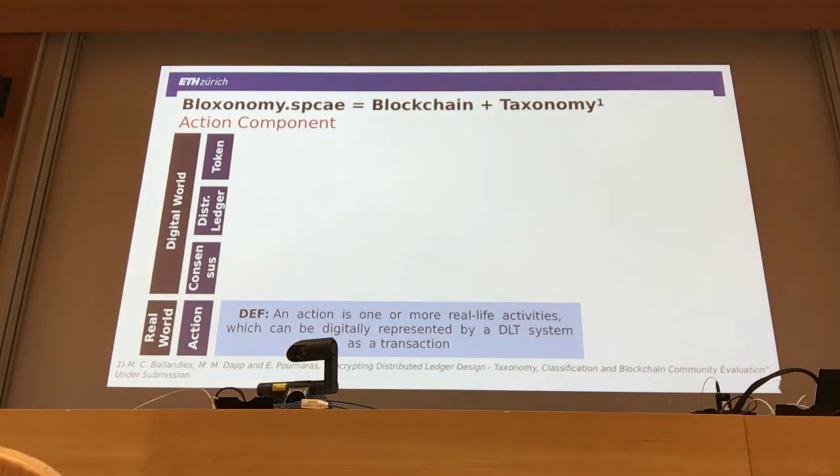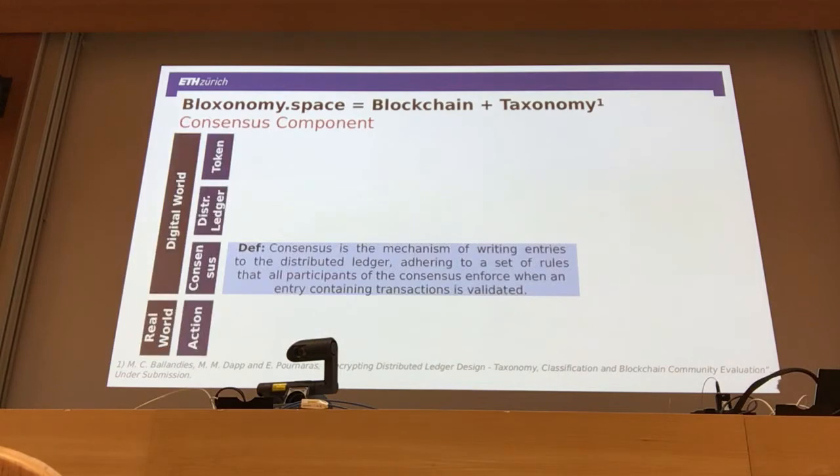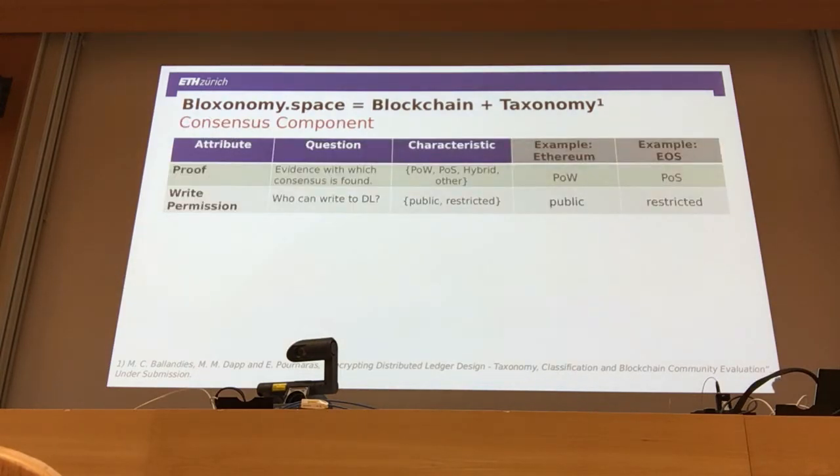I will not go into detail, but for example, in the action component, one could ask how the actor permission is in the system. Can everyone do a transaction, or do I need a permission? It can be public or restricted. For example, in the Ethereum case it's public, in the Ripple case it's restricted. Or, for example, who can actually read entries in this distributed ledger? You can say it's public or restricted. Or you go to the consensus and ask what type of proof is actually needed. In the Bitcoin case, you need proof of work. In the EOS system, it's proof of stake. Or who has the right permission? Who can write? Who can be a miner? Things like that.